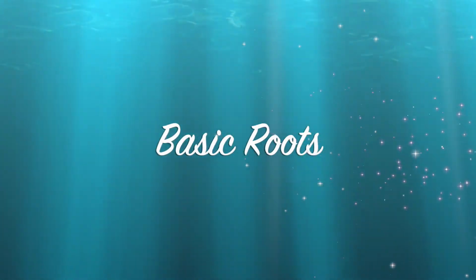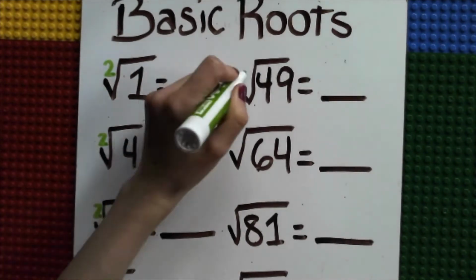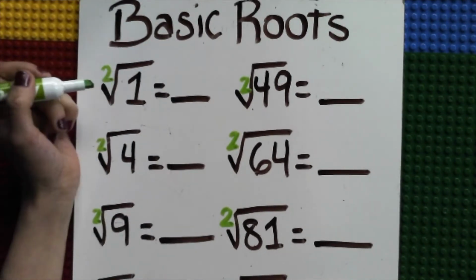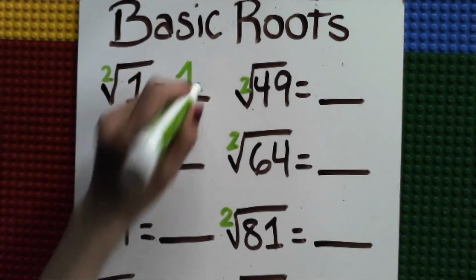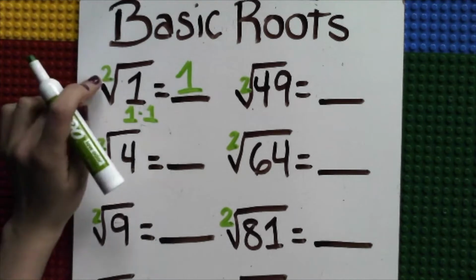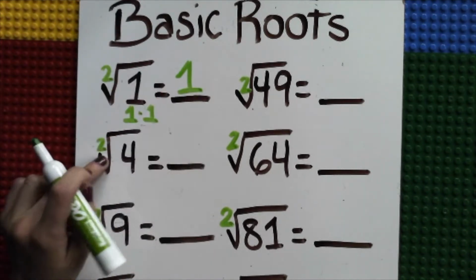Let's talk about some basic roots. When there is no index, we assume it is the number 2, which means that I am looking for a number multiplied by itself 2 times that will give me 1. Well, this group of 2 ones represents the answer 1. The square root of 1 is 1.